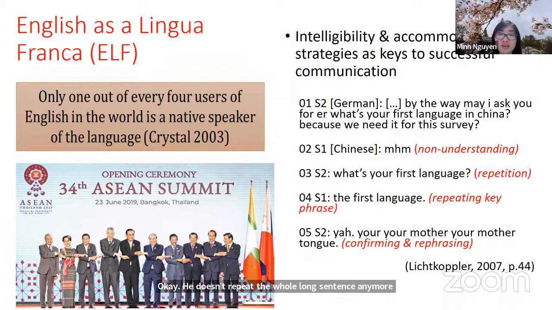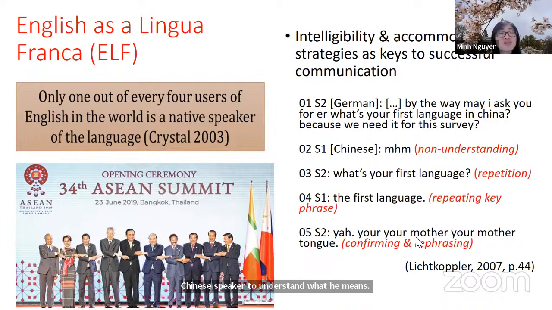And then in line four, the Chinese repeats the key phrase, the first language, which may signal non-understanding of the term, or maybe just a confirmation of the question before he answers. So in line five, the German confirms the information and rephrases it in another way to help the Chinese speaker understand what he means. Yeah, your mother tongue. So first language means your mother tongue.